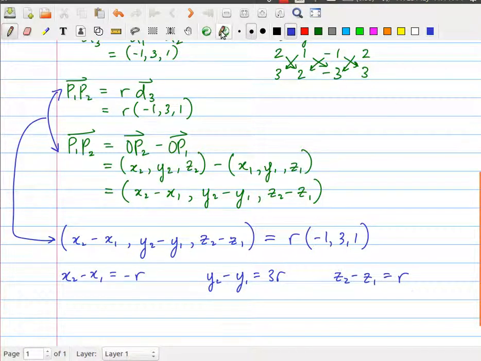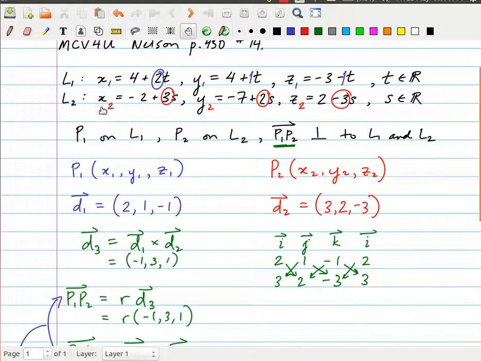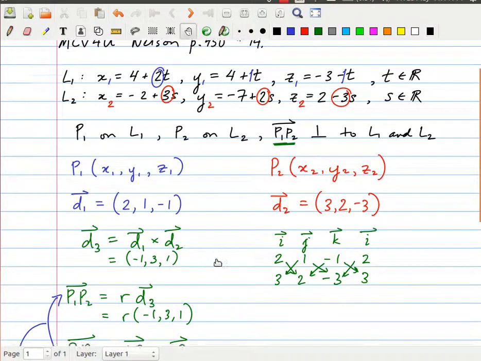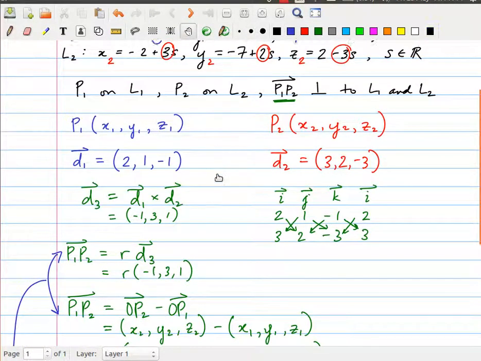But if we look back, we have definitions for x2 and x1. What is x2 minus x1? That's going to be negative 2 minus 4. So negative 2 minus 4 is negative 6. Positive 3s, and then subtract this 2t is minus 2t. So rather than, I'm not going to skip steps here. Let's do all of that at once.